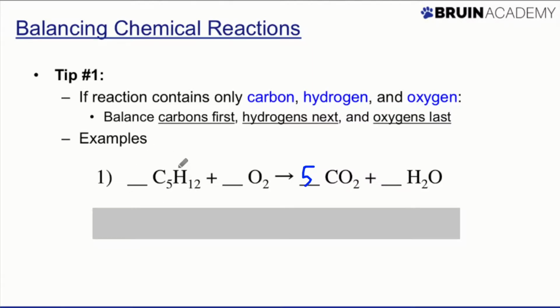So I have 12 hydrogens on the left, I only have 2 on the right, so I'm going to put a 6 right here, to balance the hydrogens. And finally, I do oxygens last. And the reason that I do oxygens last is because oxygen appears twice on one side. And whenever an element appears twice on one side, you want to balance it last, right? Because as you add numbers, you kind of mess things up. So save that for last.